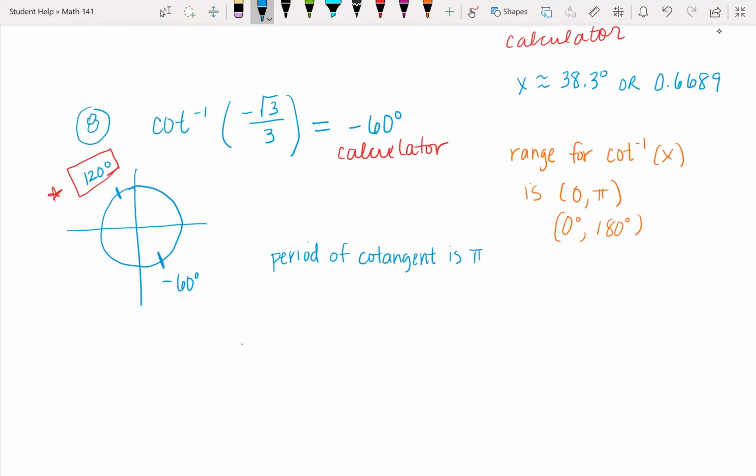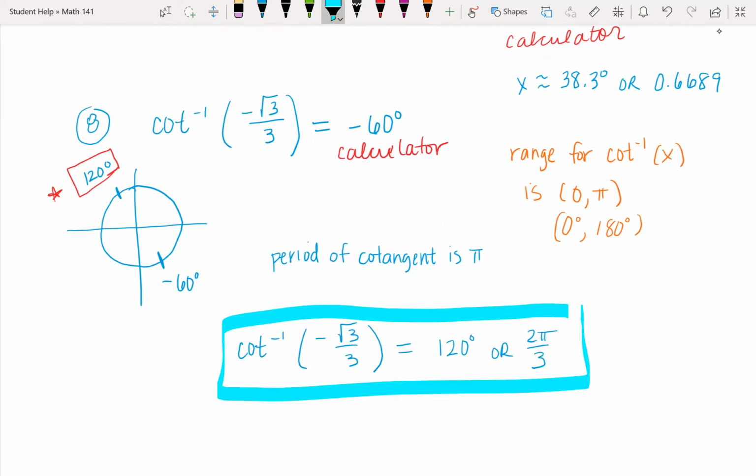So in this case, for our original cotangent inverse of negative root 3 over 3, the answer that we're going to provide is 120 degrees or 2 pi over 3. We have to make sure that the final answer that we're giving is within the range of the acceptable values for that particular function.